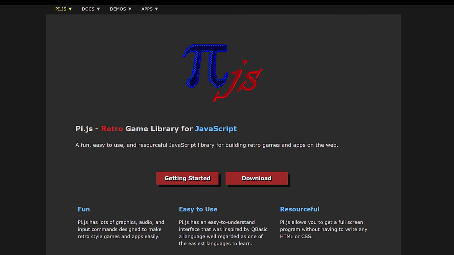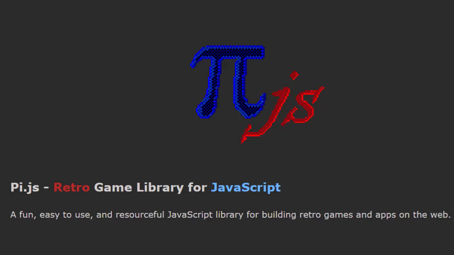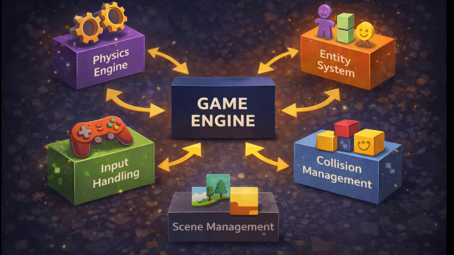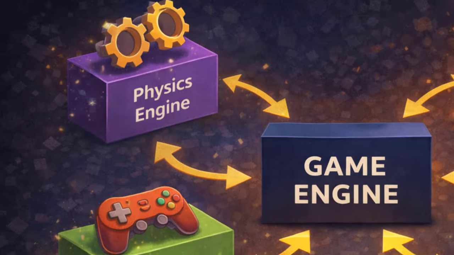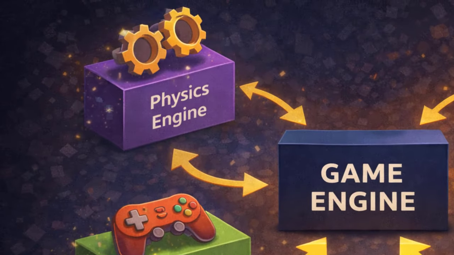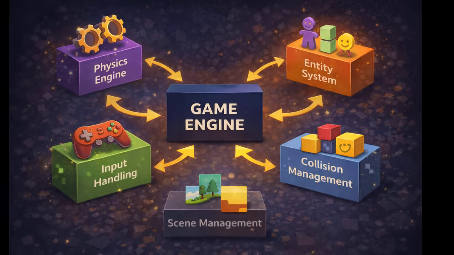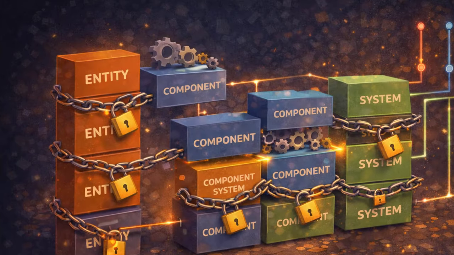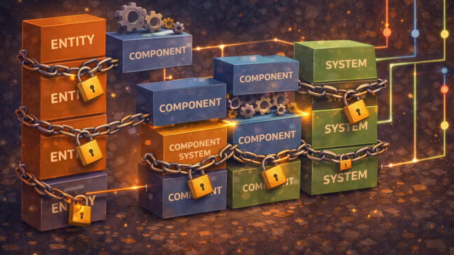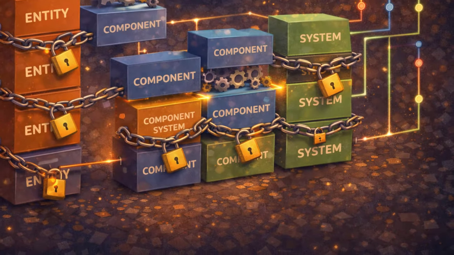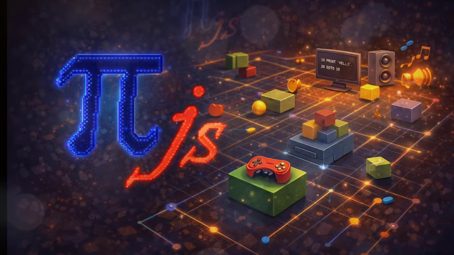So that's what Pi.js is. Let's talk about what Pi.js isn't. Pi.js is not a full game engine. It doesn't come with a built-in physics system. It doesn't impose an entity or object model. It doesn't decide how things should interact. That's intentional. A lot of what makes a traditional game engine complete is glue code, systems that lock you into a specific way of structuring your game. Pi.js leaves that out on purpose.